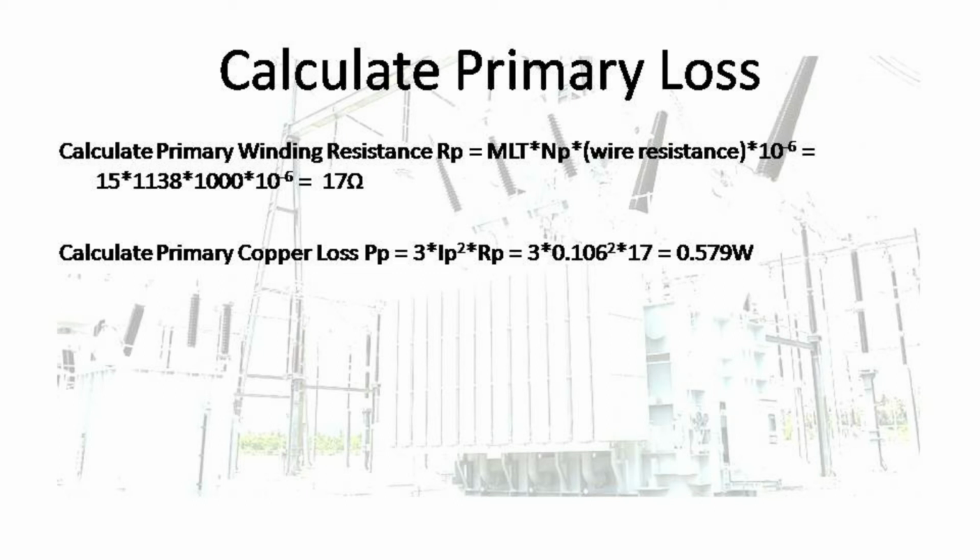And when you plug in all of those values from the given table, you should have something equal to 17 ohms. Now with the winding resistance, in the end, you can also calculate your primary copper loss, which is equal to 3 times your phase current squared times your winding resistance. You plug all of those back in, it equals 0.579 watts. So with this, we're done with the primary for now, and so now we should move on to your secondary side.